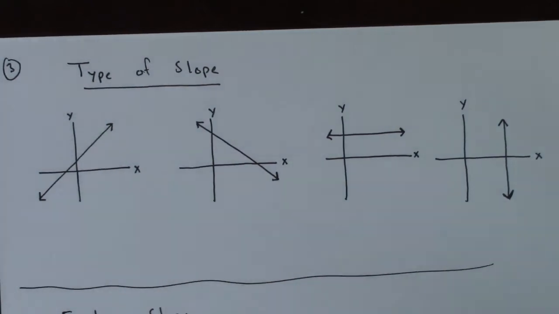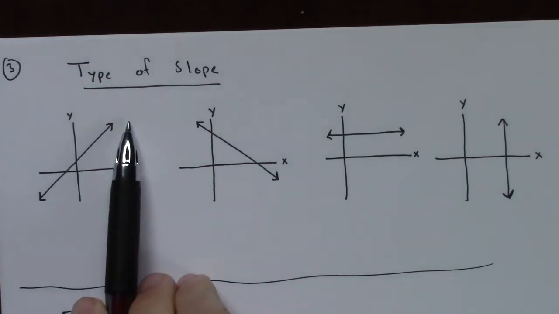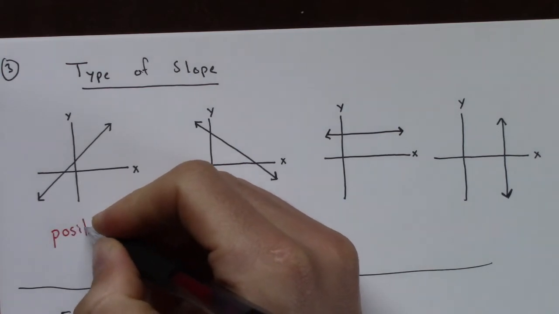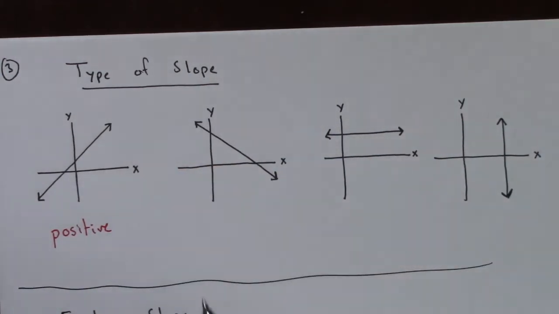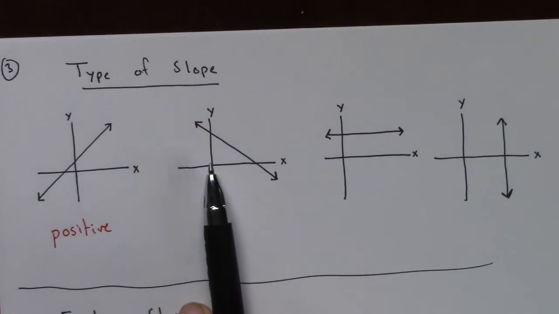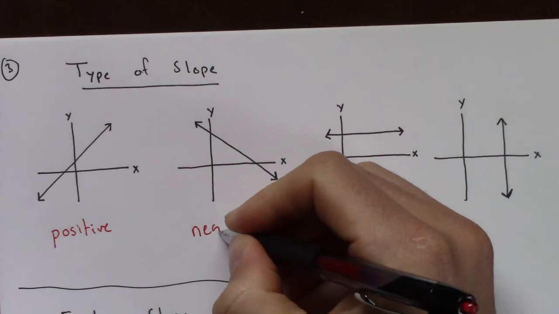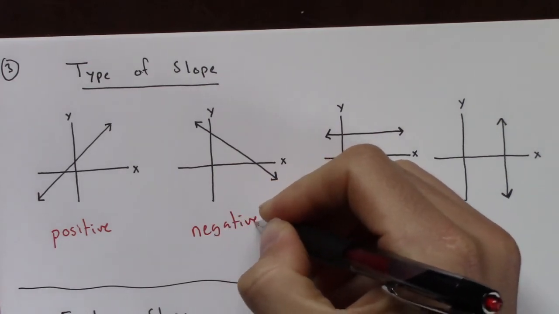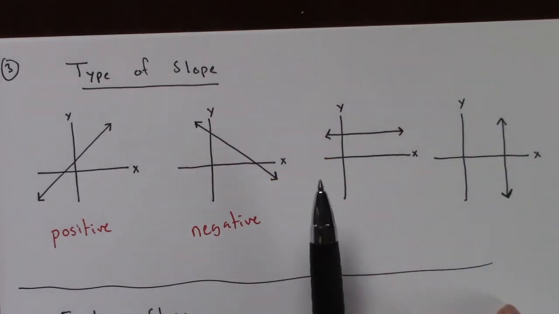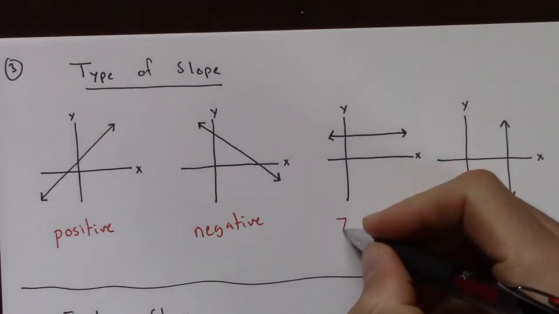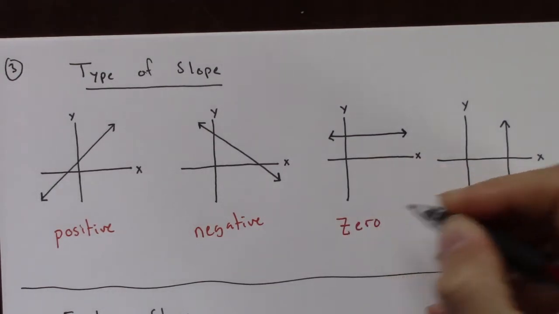So in the case of this first one, as we go from left to right, our line is going up. So we would be able to say that it has a positive slope. Our next one, as we read from left to right, our line is going down. So instead of positive, we now have a negative slope. Our third case, as we go from left to right, our line is unchanged. It goes neither up or down. So we would say that it has a zero slope.